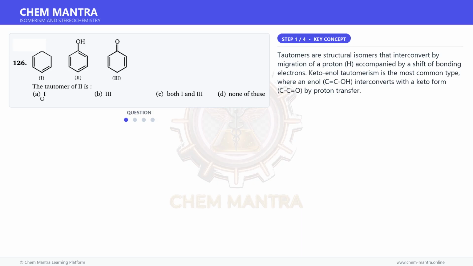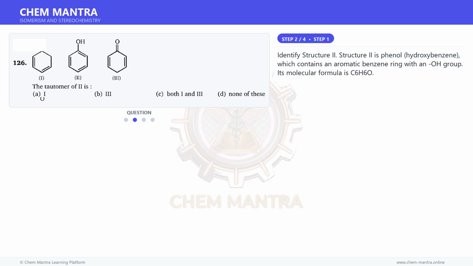Tautomers are structural isomers that interconvert by migration of a proton, H, accompanied by a shift of bonding electrons. Keto-enol tautomerism is the most common type, where an enol, C=C-OH, interconverts with a keto form, C-C=O, by proton transfer.